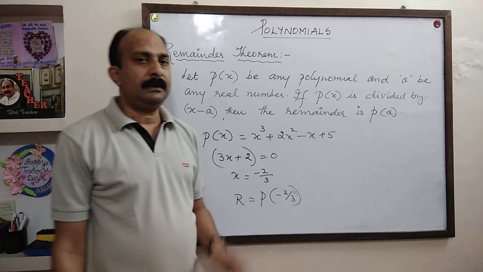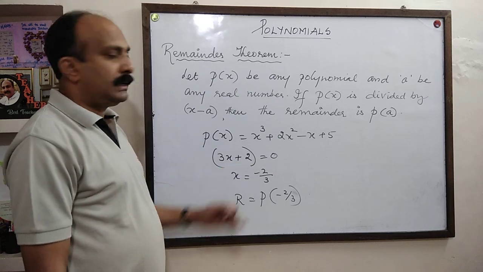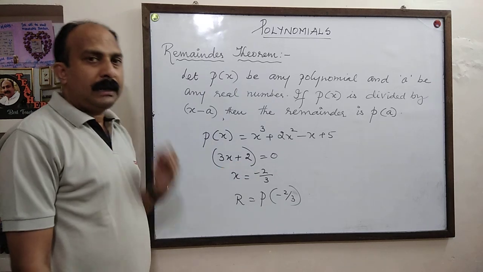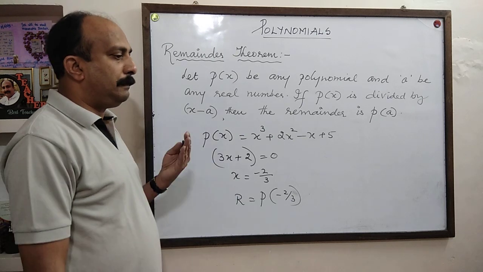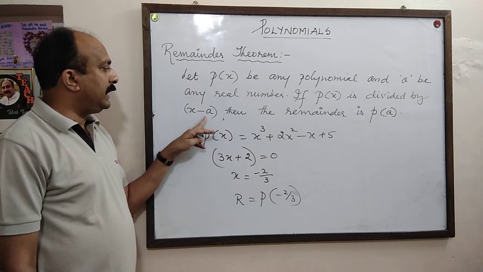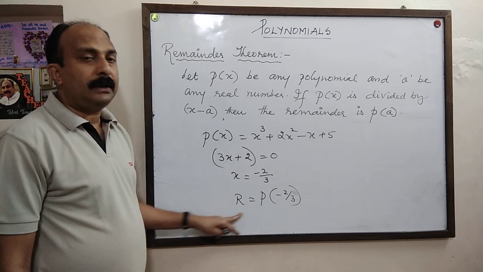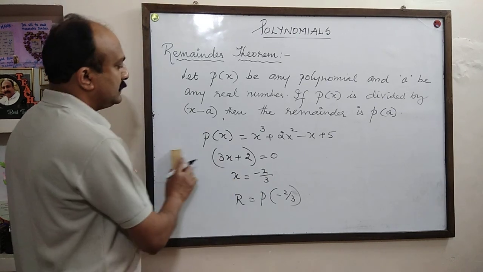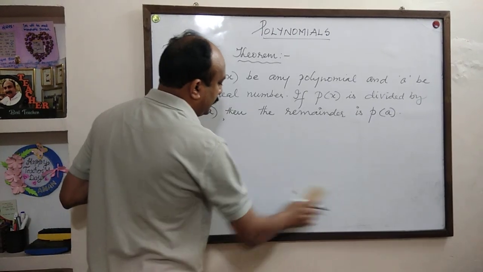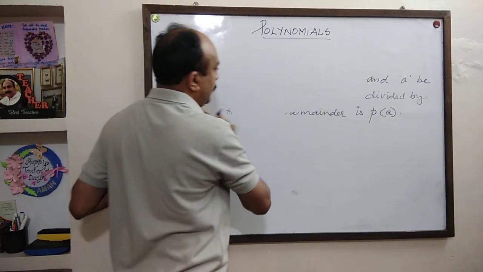I hope remainder theorem is clear to all of you. So I repeat once again, remainder theorem is to find the remainder without actual division. When a polynomial P of x is divided by another binomial polynomial, the remainder can be found out directly without any actual division. This is all about remainder theorem. Now let's do the exercise.